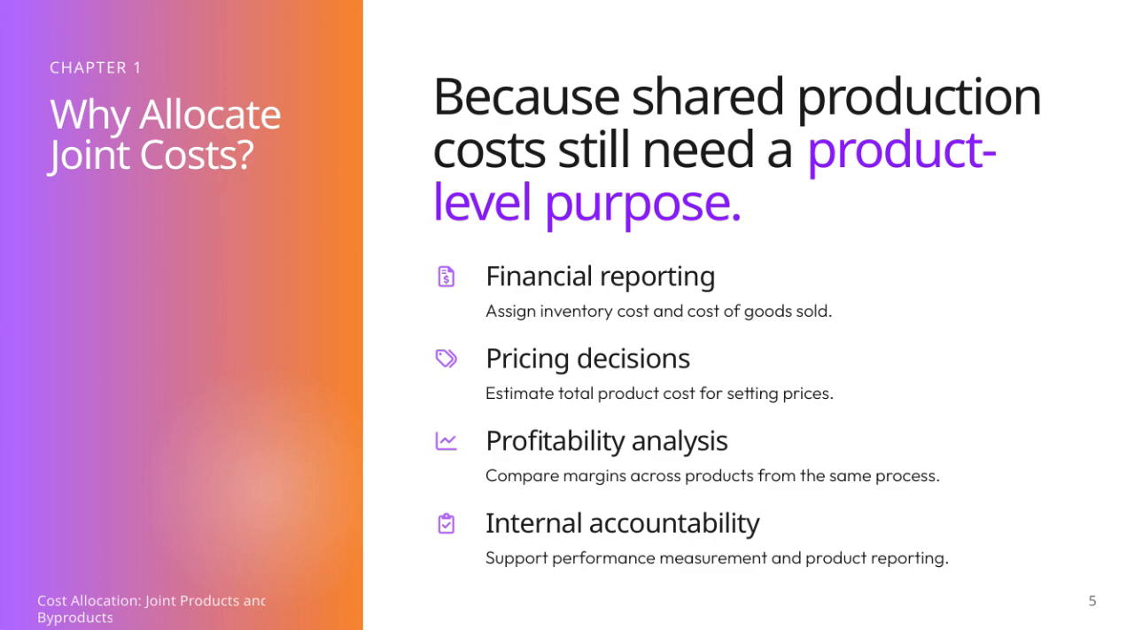Profitability analysis also depends on cost allocation. By comparing the margins of different products that come from the same process, we can identify which products are more profitable and make better business decisions. Additionally, internal accountability is supported through this process, as it enables performance measurement and product-level reporting, helping managers track how well different products are doing. In summary, allocating joint costs is fundamental for reliable financial reports, informed pricing, clear profitability insights, and enhanced internal accountability.